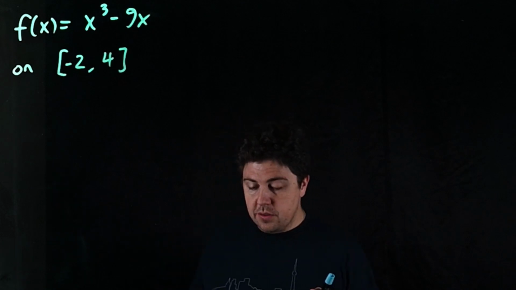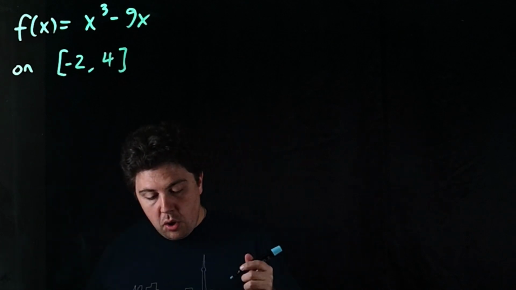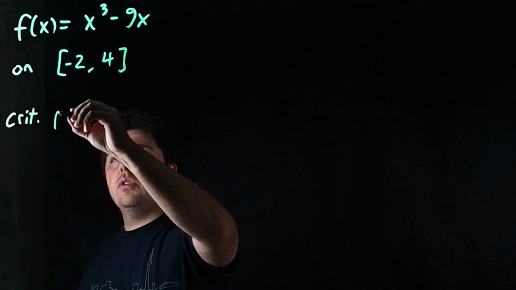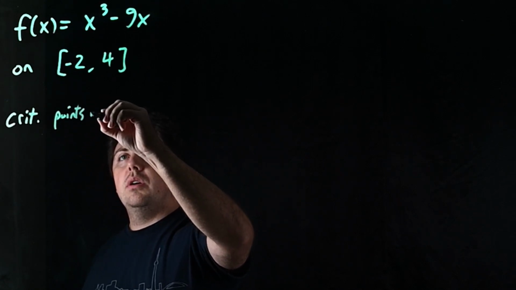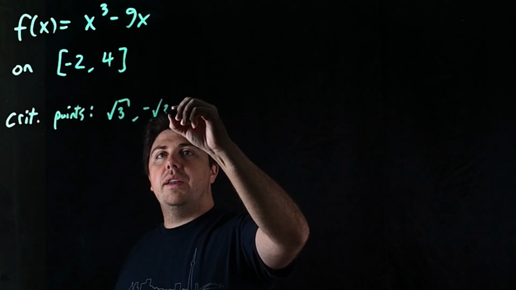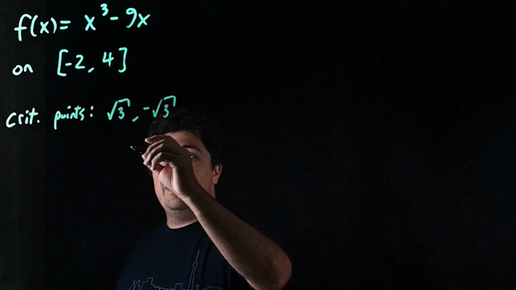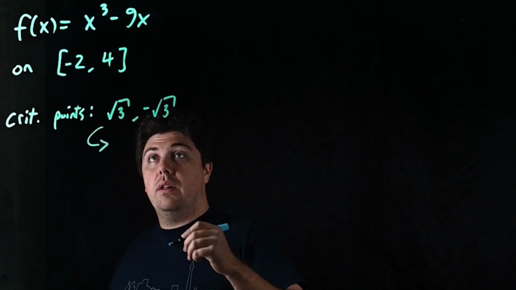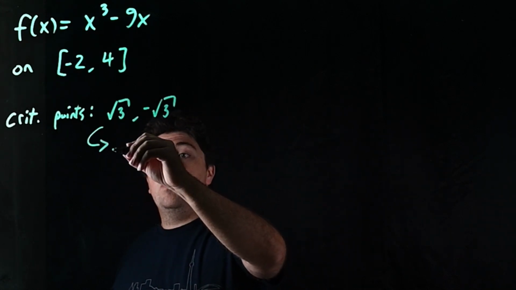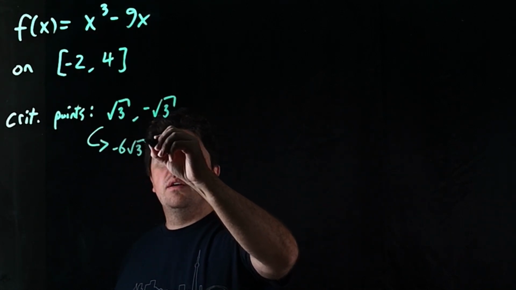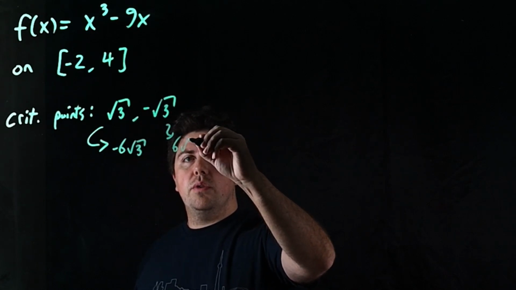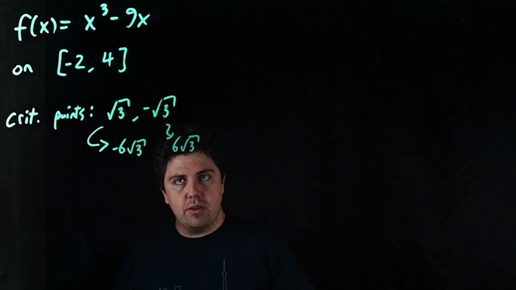All right, so how does this function work? Well, we know already what its critical points are. Its critical points are √3 and -√3, and these give values of, well, if you plug this in, you get that this is going to give you -6√3, and this is going to give you 6√3. So those are the two values there.